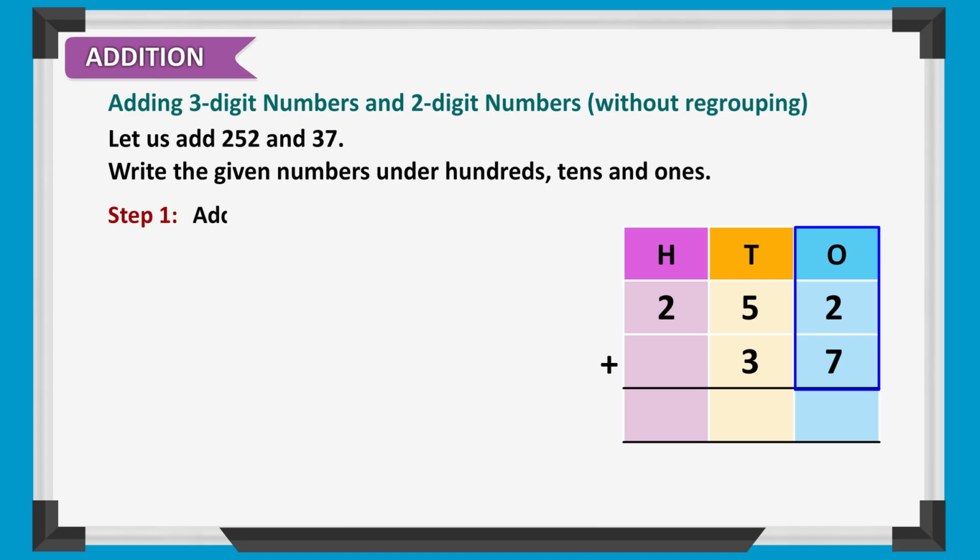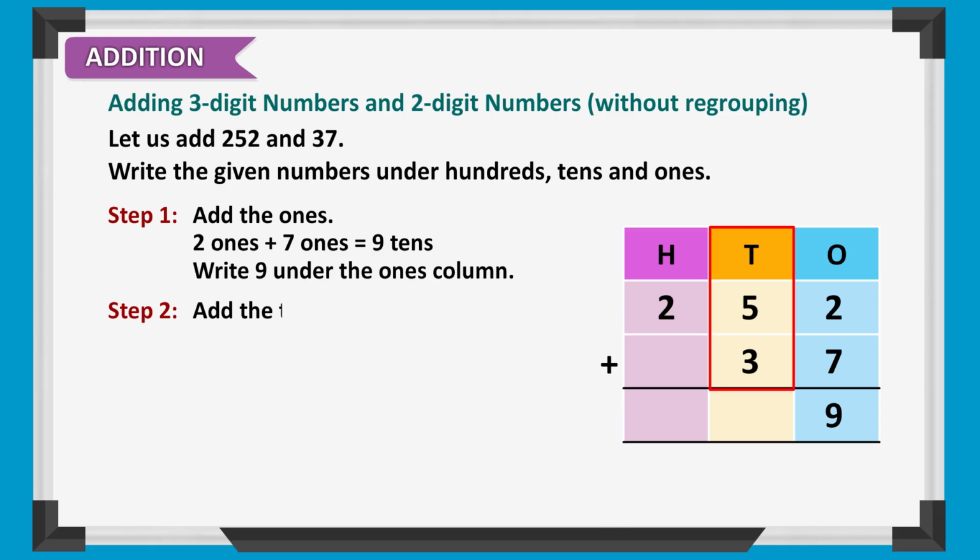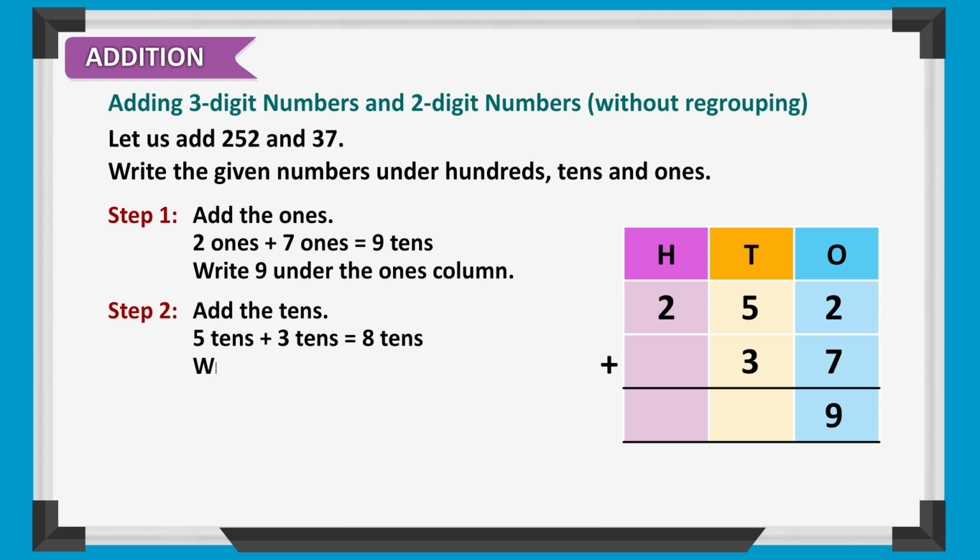Step 1. Add the ones. 2 ones plus 7 ones is equal to 9 ones. Write 9 under the ones column. Step 2. Add the tens. 5 tens plus 3 tens is equal to 8 tens. Write 8 under the tens column.